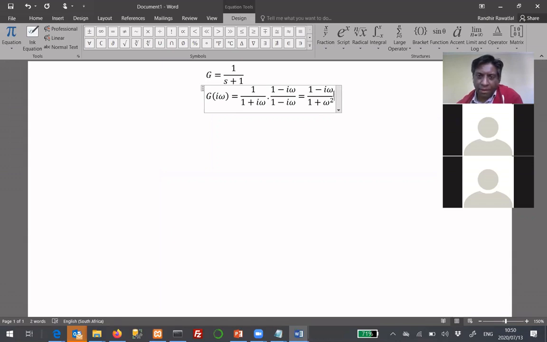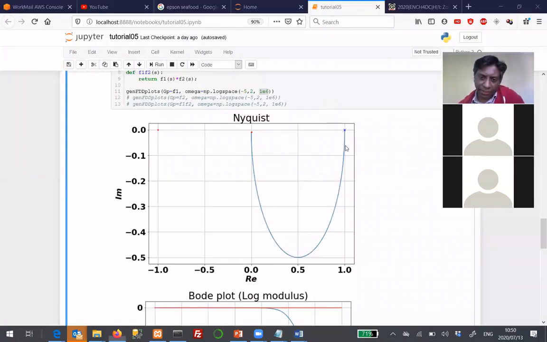And as omega increases from 0, our imaginary part is becoming more negative here. And you can see that happening, right? Our function is starting to move in this direction. So the real part is staying close to 1, and the imaginary part is becoming more negative. So we are starting to move down like this.